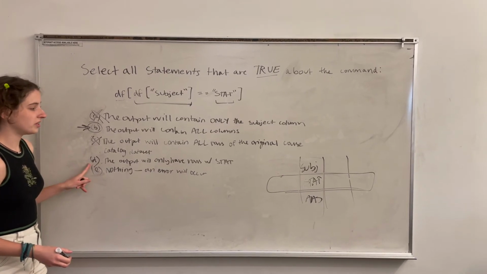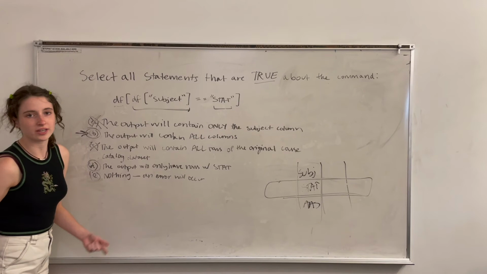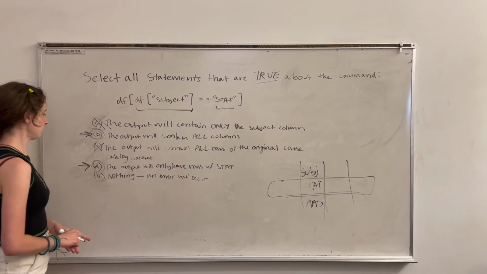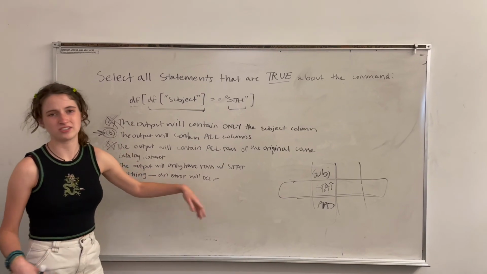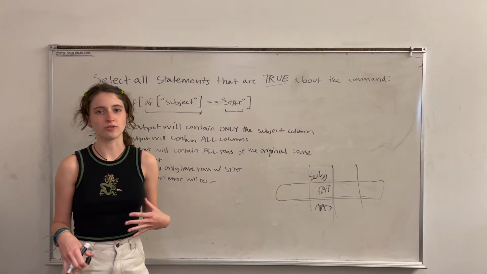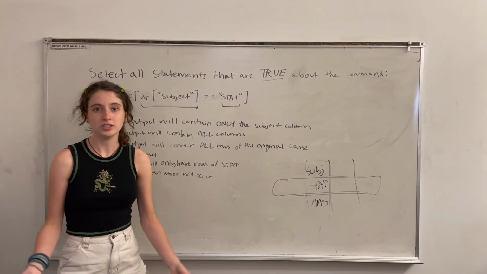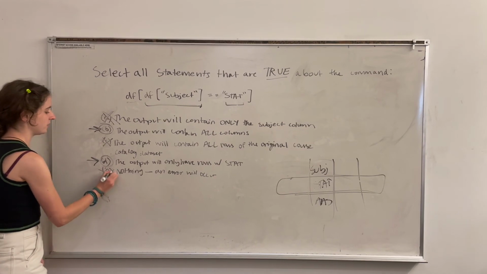The output will only have rows with stat. That's exactly true. That's kind of the opposite of what I just said. And then E, nothing. An error will occur. It says something about the data frame not being defined, which you just know is false because in the question they say df is a data frame that's defined. So this is just a throwaway. You're going to ignore that one.